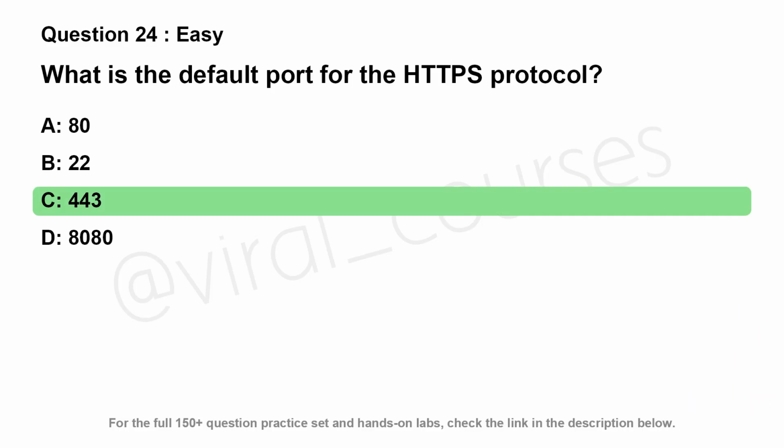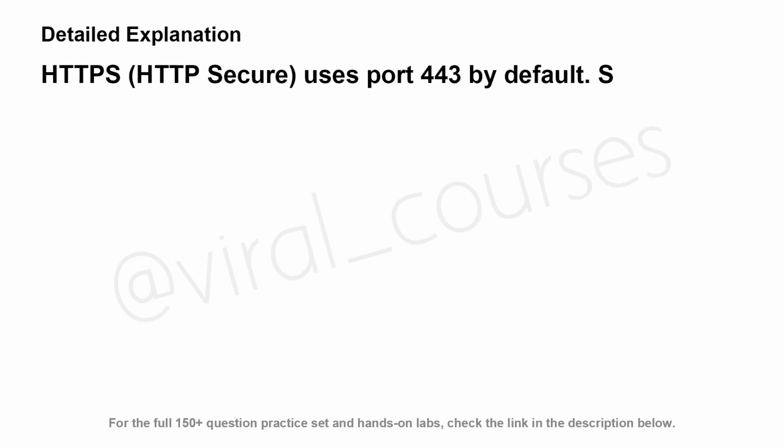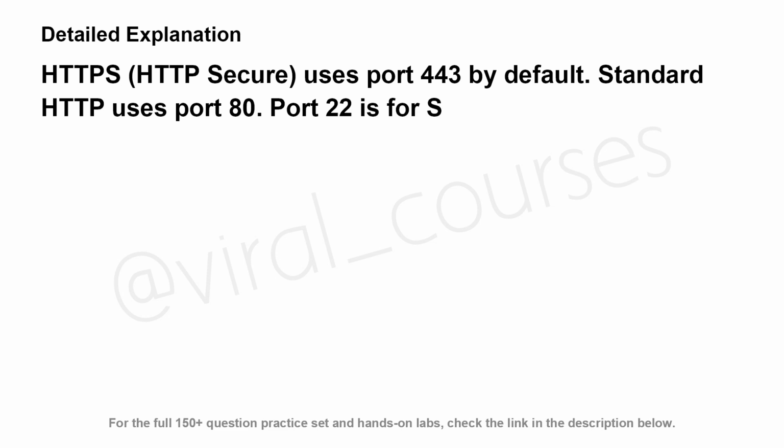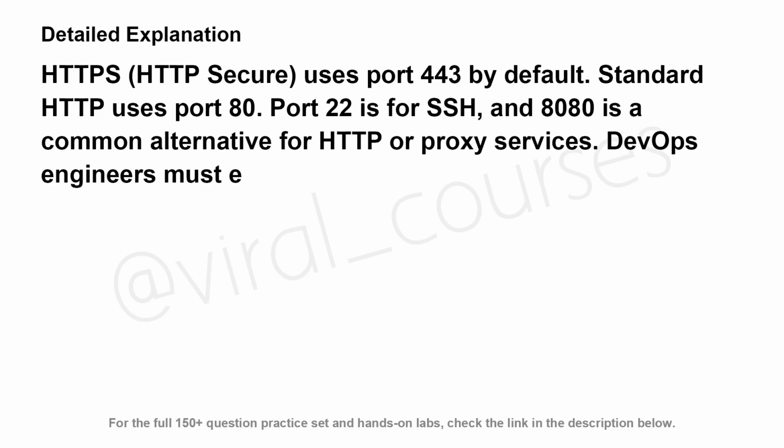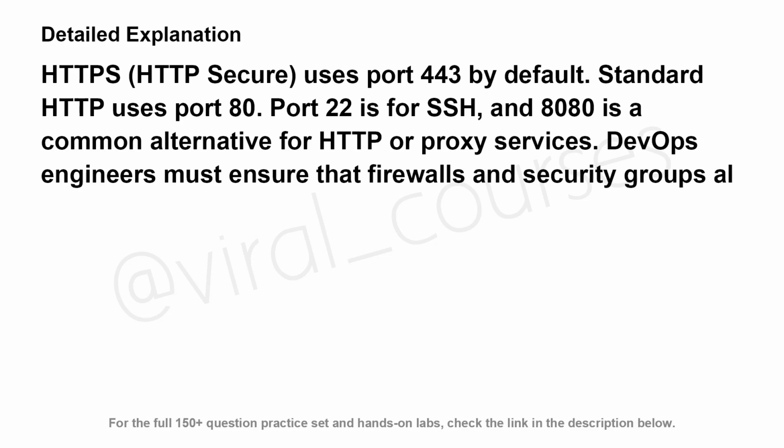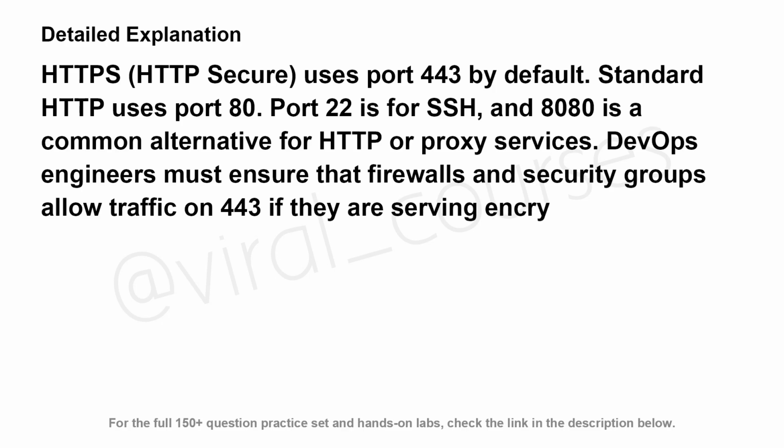The correct answer is C. HTTPS, HTTP Secure, uses port 443 by default. Standard HTTP uses port 80. Port 22 is for SSH. And 8080 is a common alternative for HTTP or proxy services. DevOps engineers must ensure that firewalls and security groups allow traffic on 443 if they are serving encrypted web content.